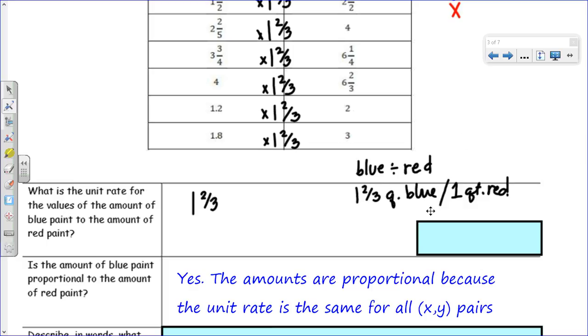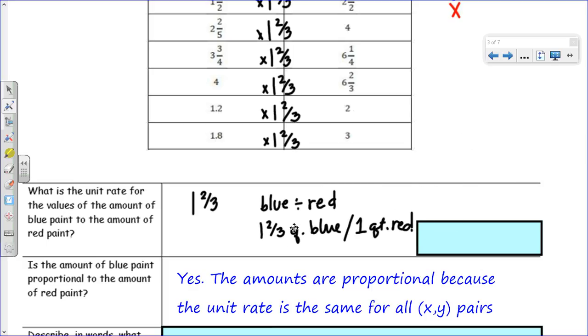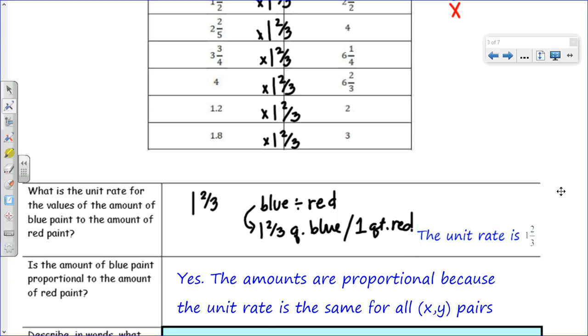I'm going to drag it over. If you don't want to rewrite it, you can draw an arrow. But if we did blue divided by red, that means I get 1 2/3 quarts of blue per quart of red. So the unit rate is 1 2/3.